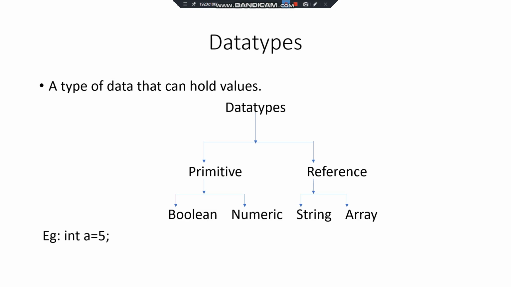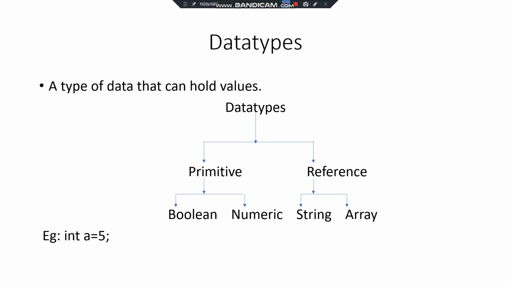Moving on to data types. A data type is a type of data that can hold values of a variable for a certain duration of time or for its lifetime. The data types are primarily classified into two main categories. One is the primitive and the other is the reference. The primitive are further classified into Boolean and numeric. The reference are categorized into string and array. We will learn it in the further modules.